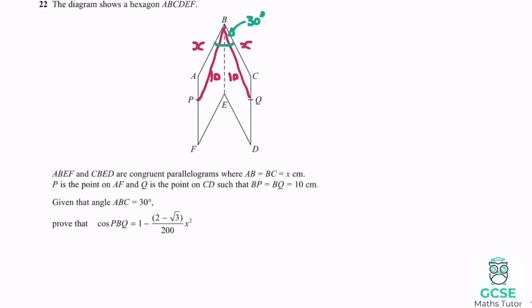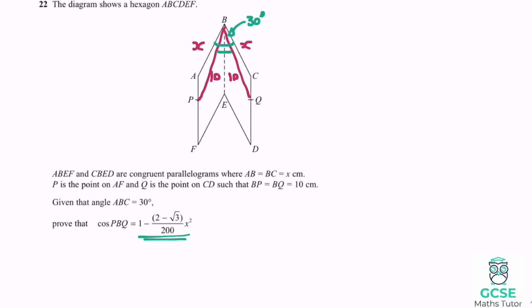So first things first, we've got to have a look at actually what we're looking for. It says, prove that cos PBQ, and PBQ is the angle between these two. It says, prove that cos PBQ equals 1 minus, and it just looks like a load of rubbish to be fair, but we've got to figure out how we're going to get to this point here. 1 minus (2 minus root 3) over 200 with an x squared after it.